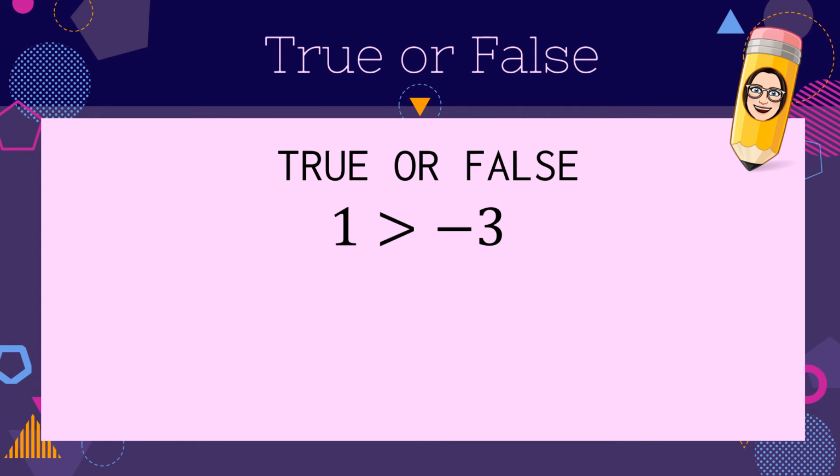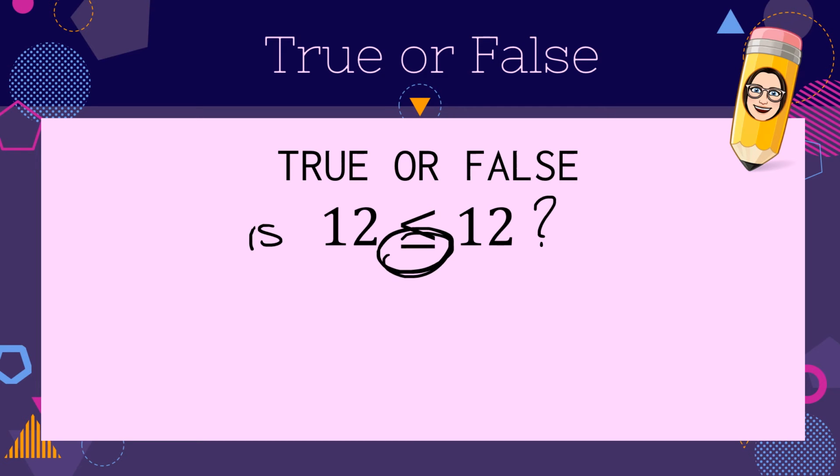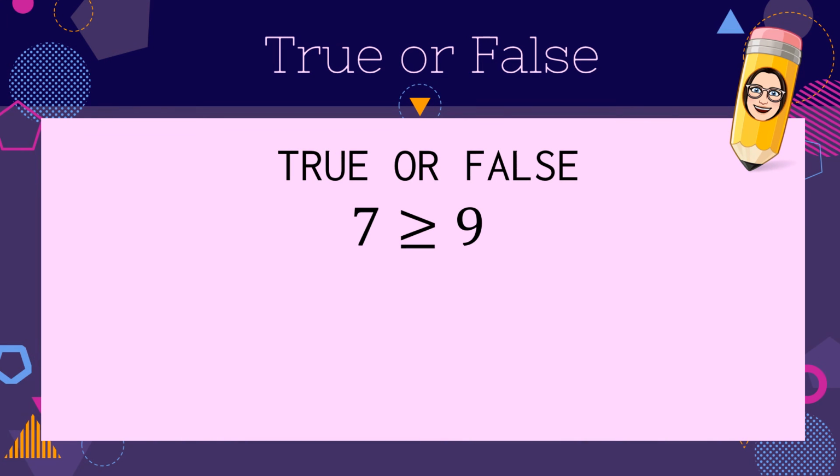In Algebra 1, I would read this as 1 is greater than negative 3. Yes, it is, because all positive numbers are greater than negative numbers. Is 12 less than or equal to 12? True. It is or equal to. So that little bar made all the difference here. Is 7 greater than or equal to 9? False. In this example, 9 is the greater number.